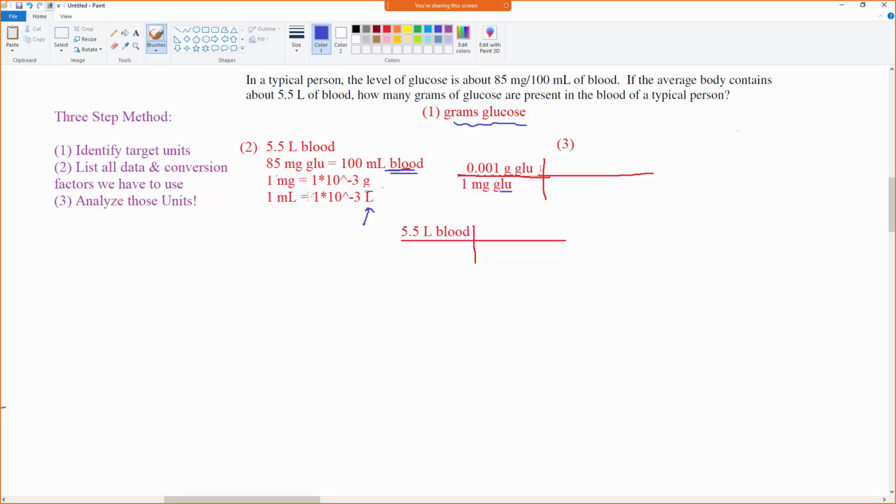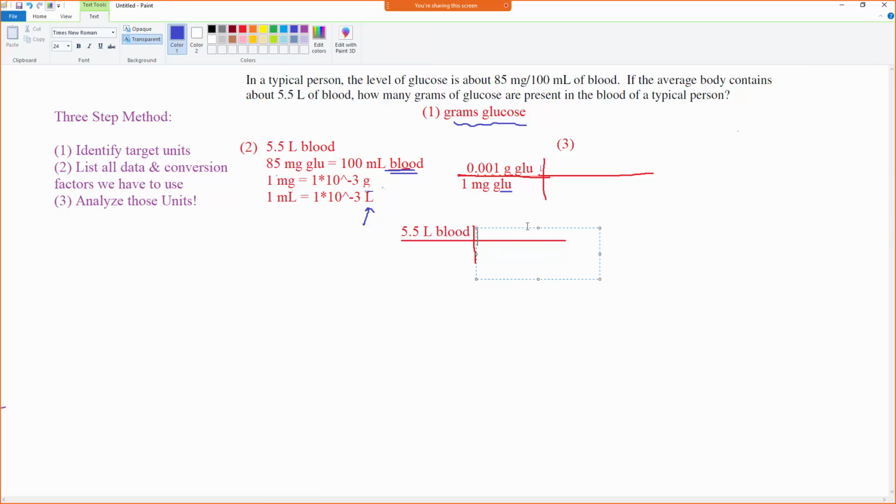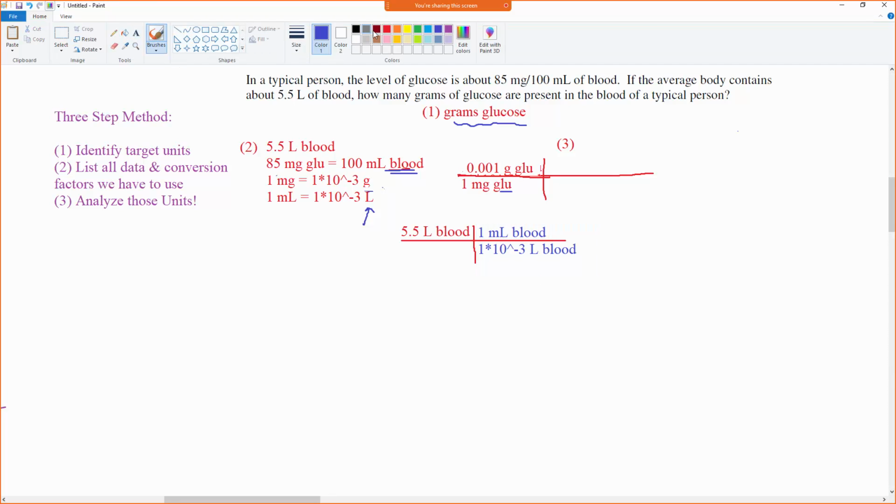Now, again, this is a universal conversion. It's not milliliters of anything. Sorry, it is milliliters of anything is that many liters of that thing. So I'm just going to call it blood for the purposes of this problem. And we can say that 1 milliliter of anything, including blood, is equal to 1 times 10 raised to the negative third liters of that thing, blood. This is exactly the same thing that I just did, or tried to start to do, with the glucose there. My liters of blood cancel.